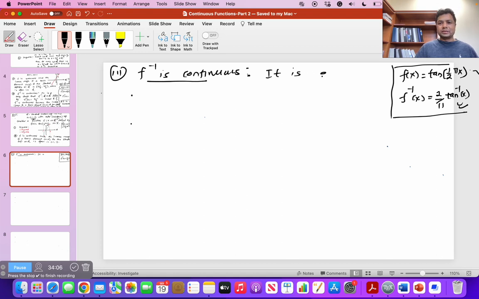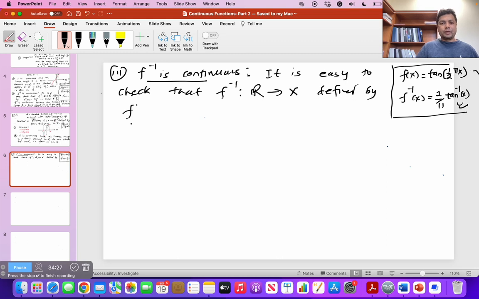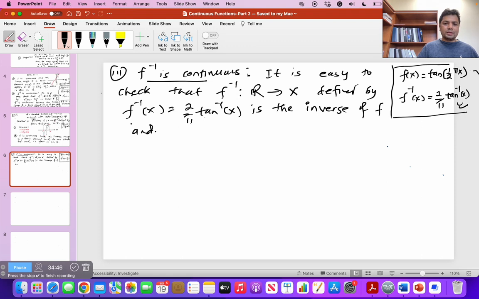So it is easy to check that f inverse, or f -1, from R to X, the interval from -1 to 1, defined by f inverse x equal to 2 over pi tangent inverse x, is the inverse of f, and it is continuous as well.